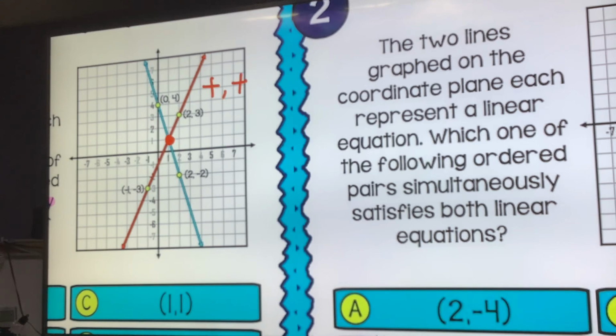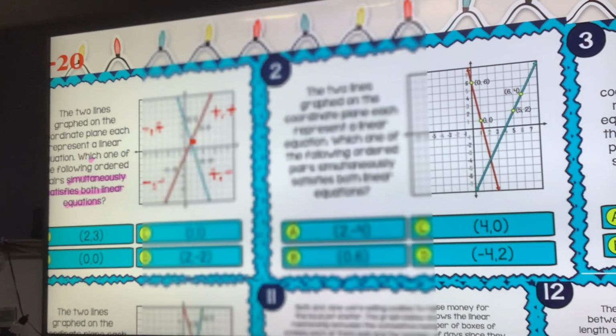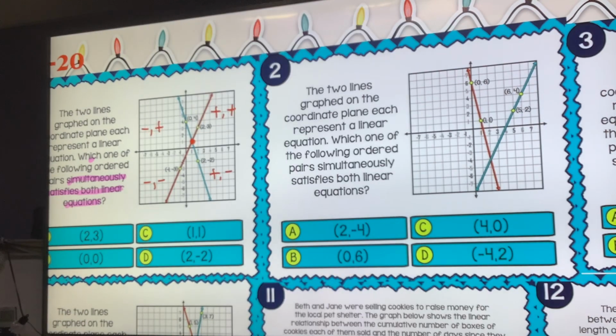Okay, so remember, if this helps, quadrant 1 is positive, positive. Quadrant 2 is negative, positive. Quadrant 3, your ordered pair is going to be negative, negative. And quadrant 4, it's positive, negative. So you could get rid of answers right there. But if you're looking at where they intersect or cross, it is at 1, 1. So your answer is C.